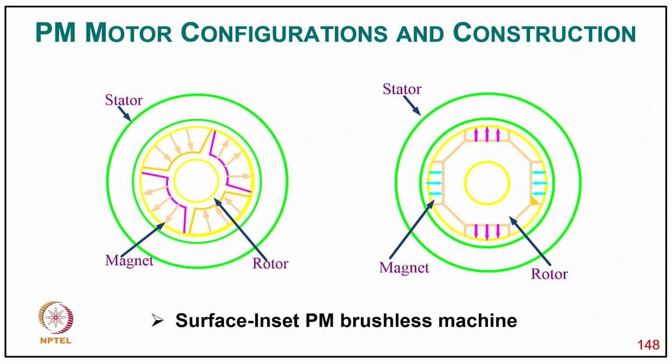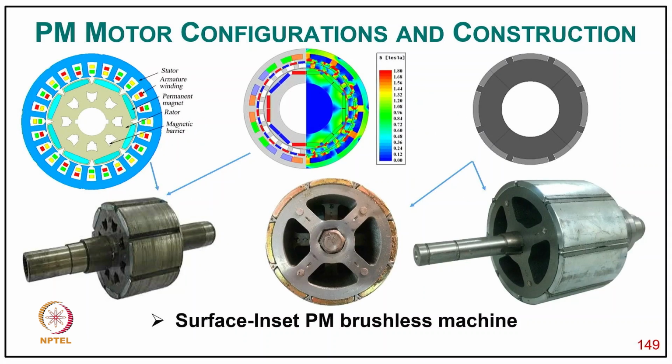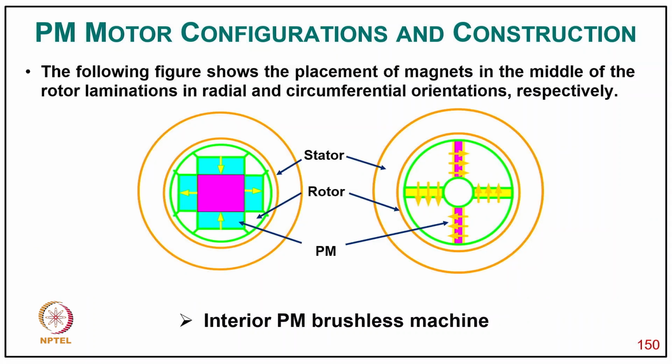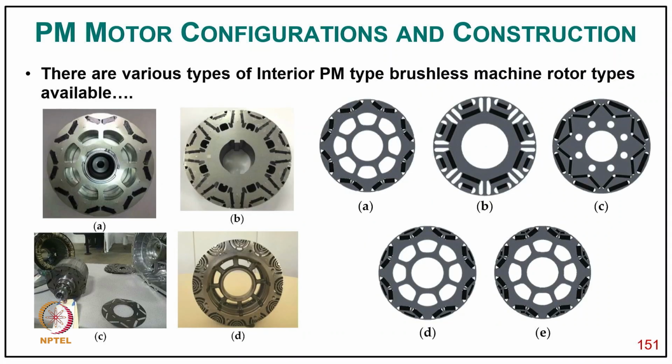This is a surface insert kind of permanent magnet machine, showing how the magnets are inserted into the rotor. This is a photograph of how the magnets are inserted in a surface insert permanent magnet machine, and there are the flux diagrams of this kind of magnet. And then the interior permanent magnet brushless machine. There are various types of interior permanent magnet machines, especially used in the EV industry.